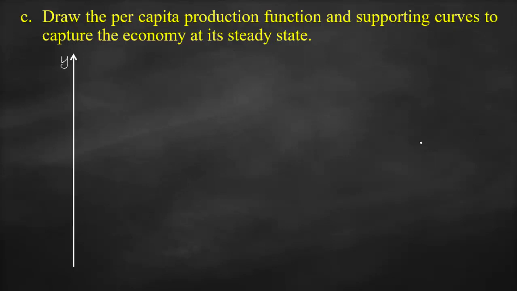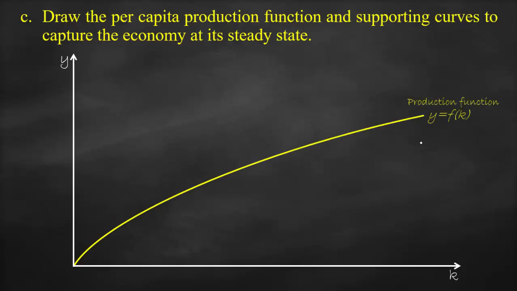Then, draw the per capita production function supporting curves to capture the economy at its steady state. So I'll start with our y-axis, which is output per capita. I will draw our x-axis, which is capital per capita. And then I will draw our production function, which has a concave shape. Why? Because of the law of diminishing marginal return, which means anytime we increase an additional unit of capital, its productivity would be lower. MPK will be lower.